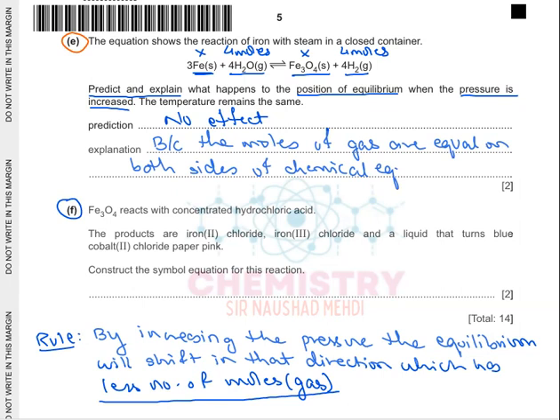Now in the next question it is saying that Fe3O4 reacts with the concentrated hydrochloric acid. The products are iron 2 chloride, iron 3 chloride and a liquid that turns the cobalt 2 chloride paper pink. Construct the symbol equation for this reaction. Now you have to create the equation. So the reactant is given to you, which is Fe3O4. It is saying that it reacts with the concentrated hydrochloric acid. So hydrochloric acid is your HCl.